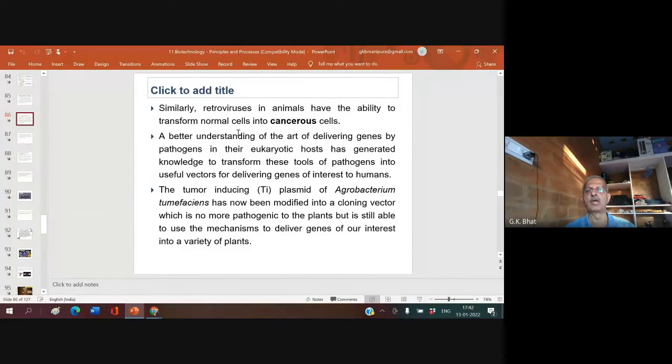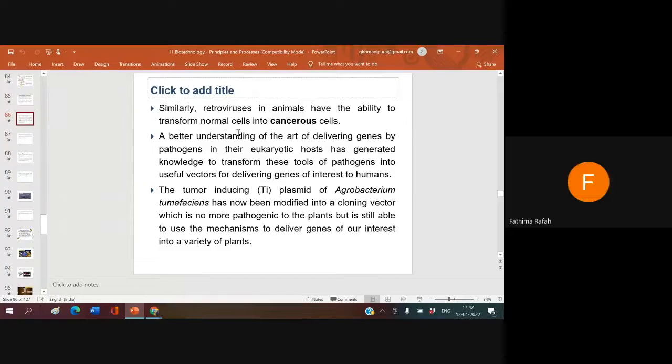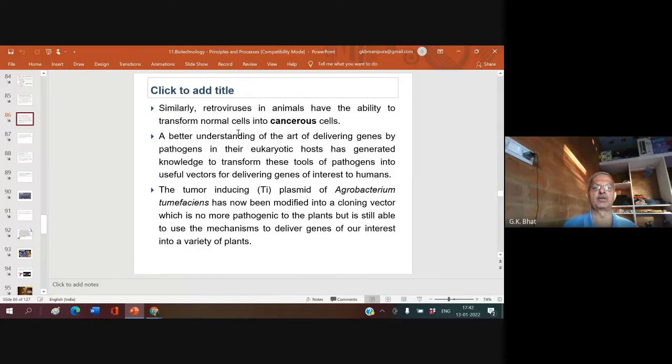Similarly, retroviruses in animals have the ability to transform normal cells into cancerous cells. Can you name any retrovirus? Example? One example? HIV. HIV is a retrovirus, the best example for a retrovirus. A better understanding of the art or skill or method of delivering genes by pathogens in their eukaryotic host has generated knowledge to transform these tools of pathogens into useful vectors for delivering genes of interest to humans.